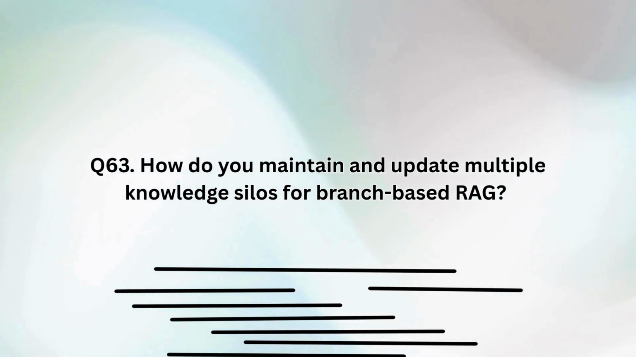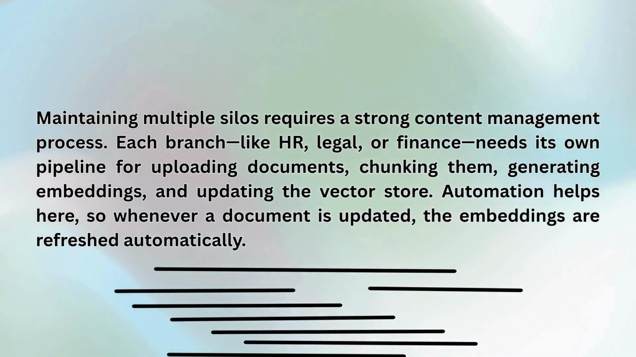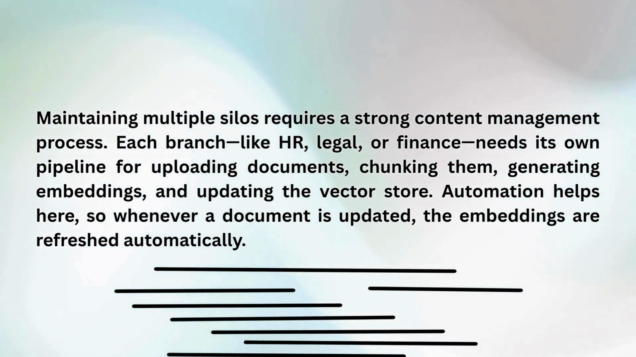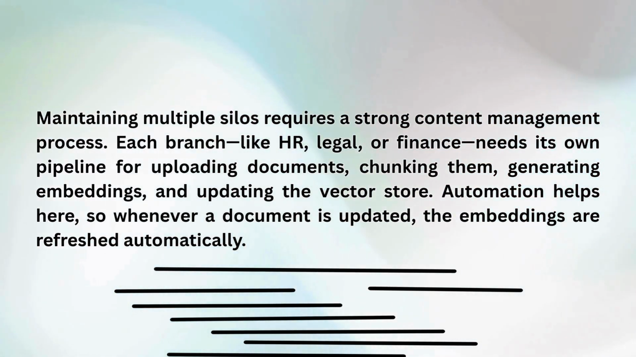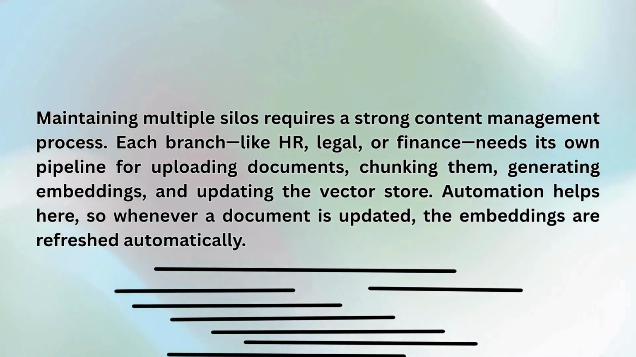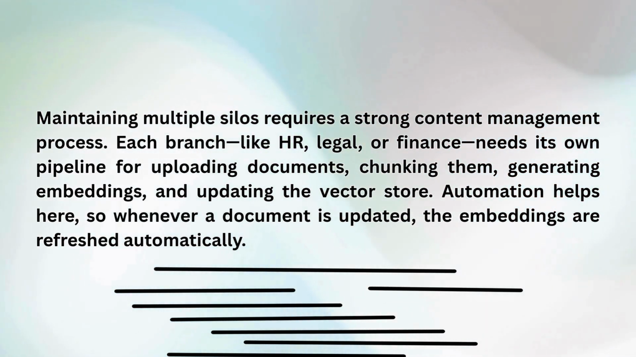How do you maintain and update multiple knowledge silos for branch-based RAG? Maintaining multiple silos requires a strong content management process. Each branch, like HR, legal, or finance, needs its own pipeline for uploading documents, chunking them, generating embeddings, and updating the vector store. Automation helps here, so whenever a document is updated, the embeddings are refreshed automatically.